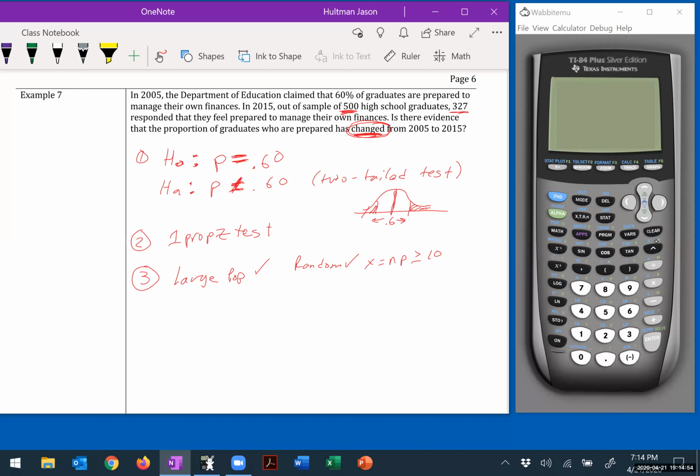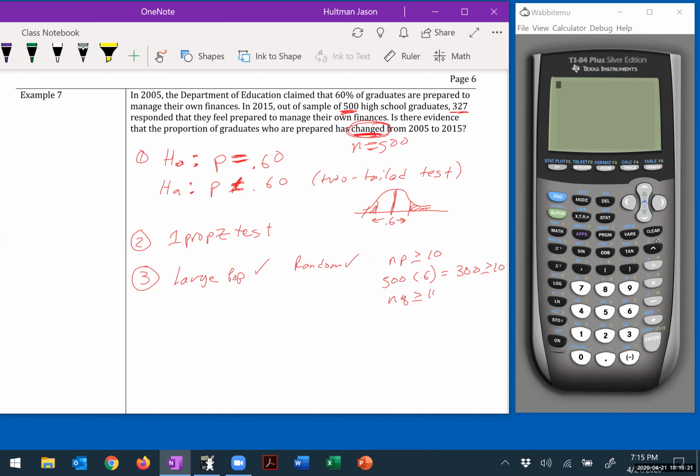Let's go back to this one. This is n times p. N is 500. That's how many were in my sample. Okay, N is 500, and P is my population proportion. Okay, not X, my bad. P is my population proportion, that's 0.6, which is equal to 300 students, which is greater than or equal to 10.